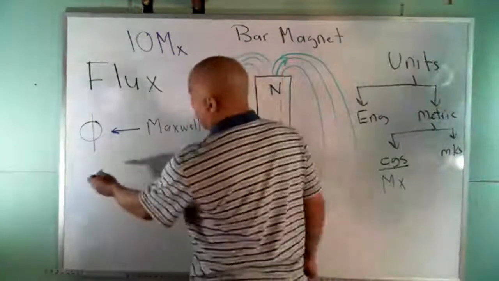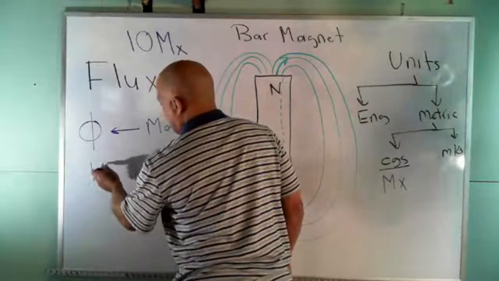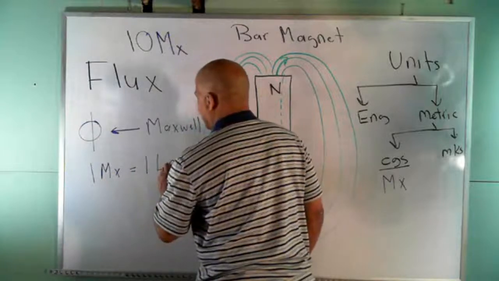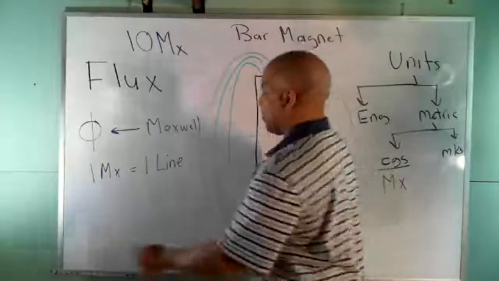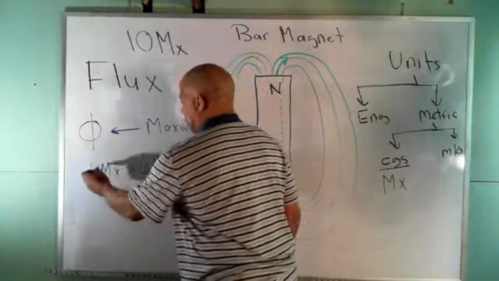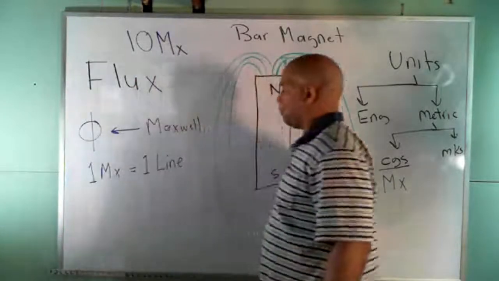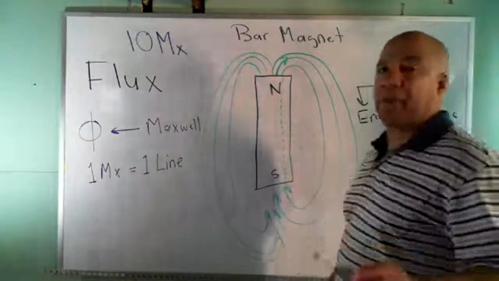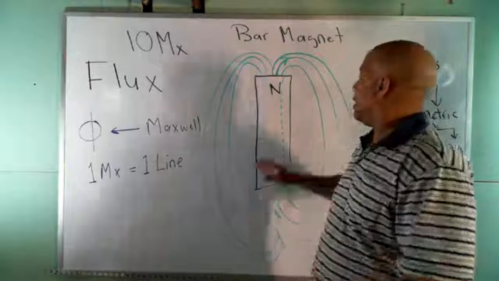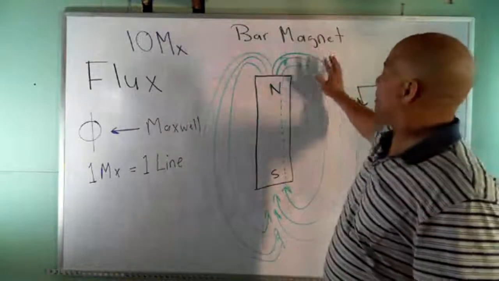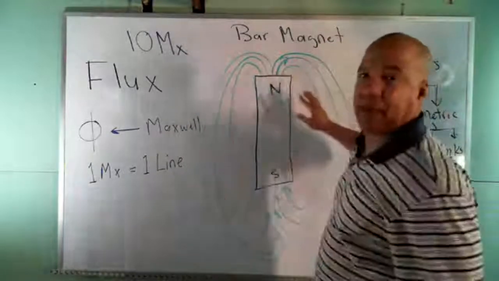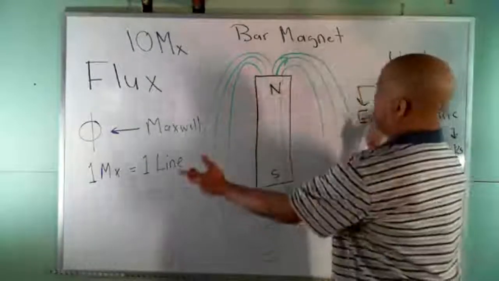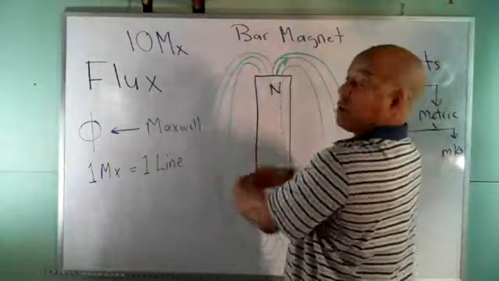What you want to remember is one Maxwell is equal to one line of flux. One Maxwell is one line of flux. So on the picture I have on the board, let's see what I have. Now remember, on the board, guys, this board is a plane surface. So it looks like I'm drawing everything in the plane. But remember, this is three-dimensional. So this flux is actually like I'm showing it, but it comes around this way and goes into the board.